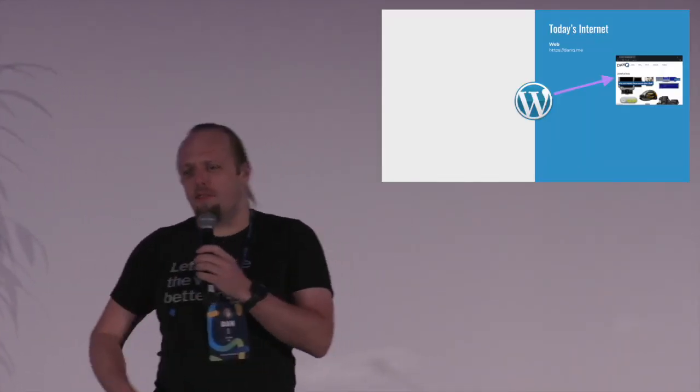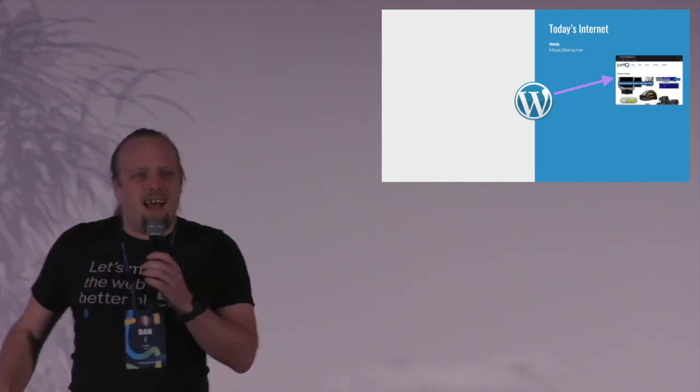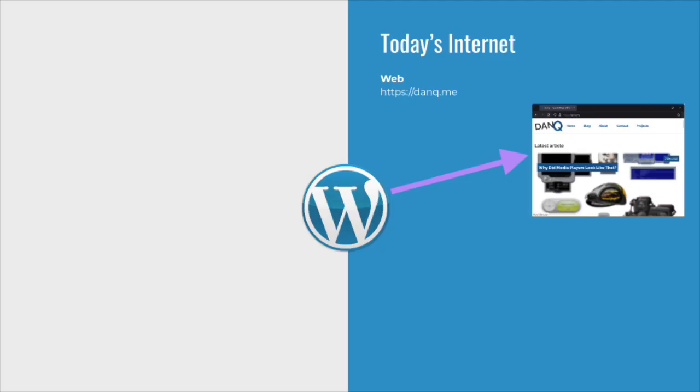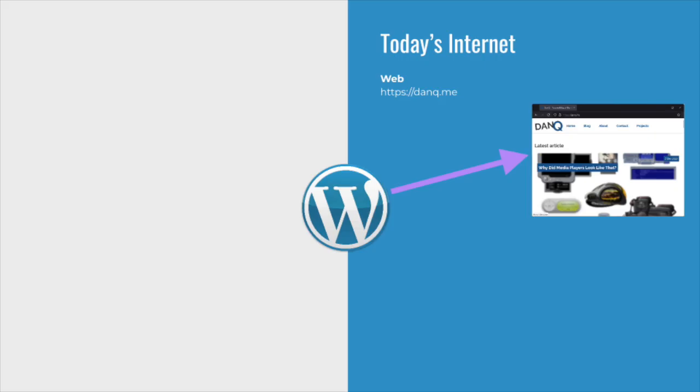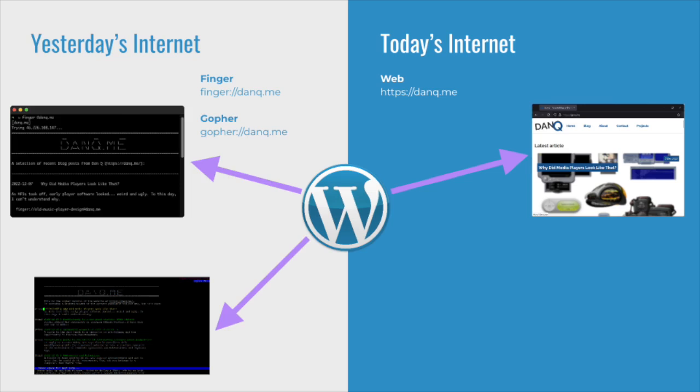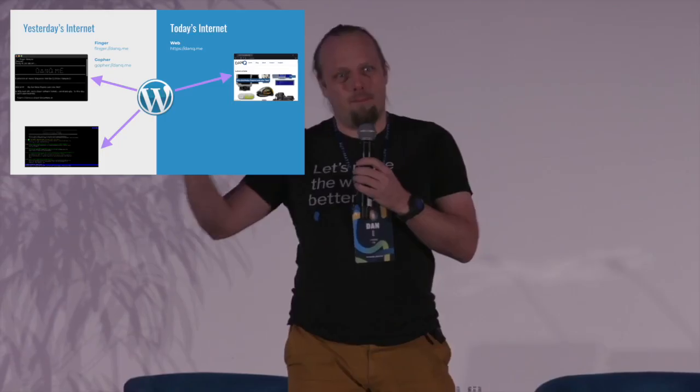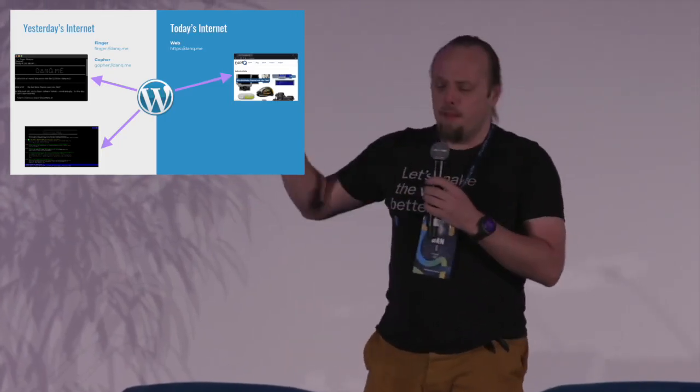I've got a blog. It's on a CMS you might have heard of called WordPress, and you can access it on the web at danq.me. But the web isn't the only protocol on the internet, and lately I've been playing a lot with making WordPress speak other languages too. I'm going to tell you about two of them today, Finger and Gopher. And if you've not heard of them, don't worry, it's because you're younger than me.